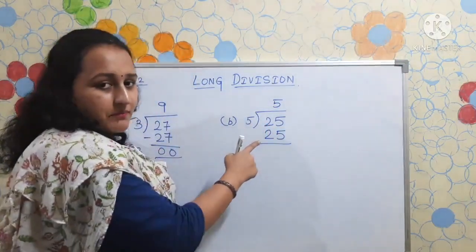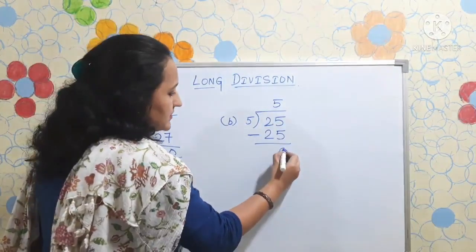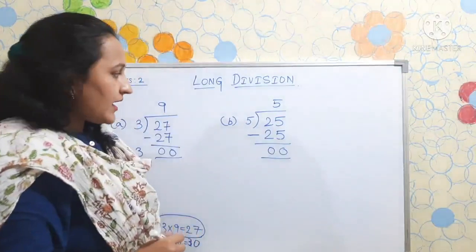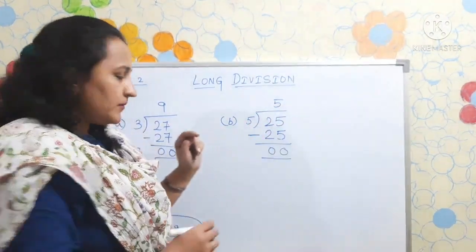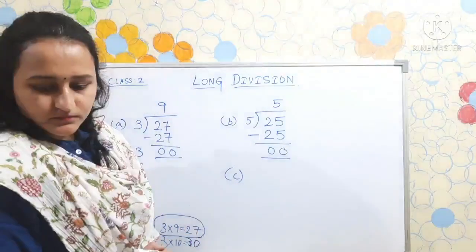Now you should always subtract this. 5 minus 5, 0. 2 minus 2 is 0. Right. 5 is the quotient here. 0 is the remainder. Now let us take one more sum.